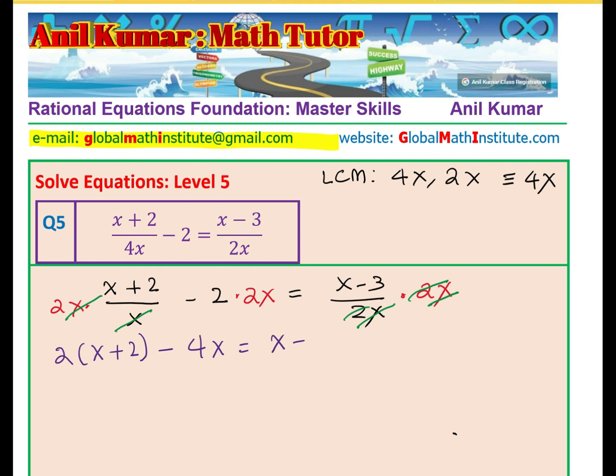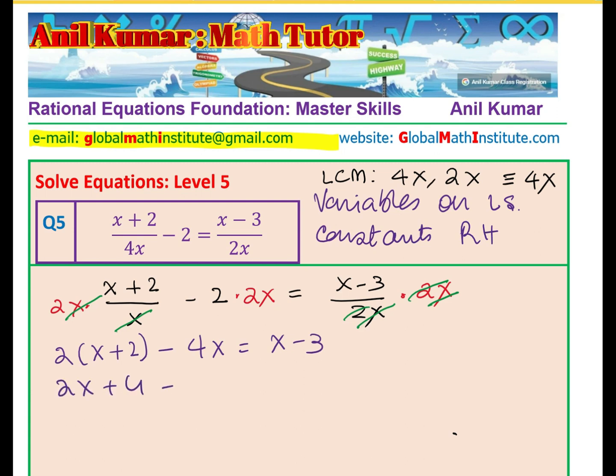equals to x minus 3. Bring the variables on left, right? So variables on left side, right? And constants on right side. Is that clear to you? So we have 2x plus 4. Let's first expand, right? And then we'll bring all the variables, which is 2x minus 4x minus x equals to minus 3 minus 4. Is that making sense to you? So that is how you should be doing.